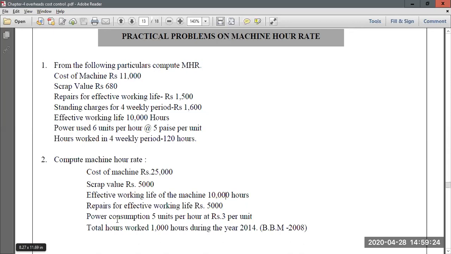Then again they have given power consumption charges, 5 units per hour at rupees 3 per unit. So 5 units you have to multiply into 3 rupees. Now here, these three items will be used for depreciation, and we have repairs and we have power charges. So depreciation, repairs and power all will come under running or variable charges. That means in this problem there are no standing charges or fixed charges. So let us look at the problem and understand how to solve it.